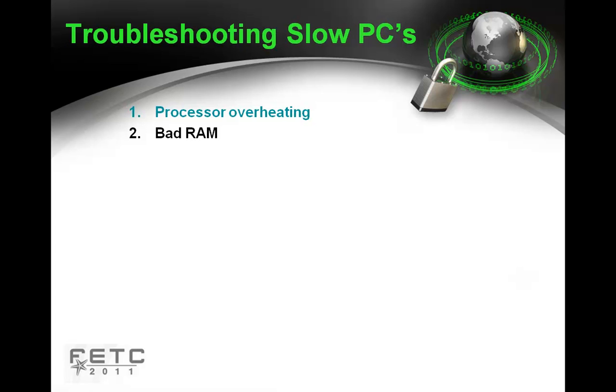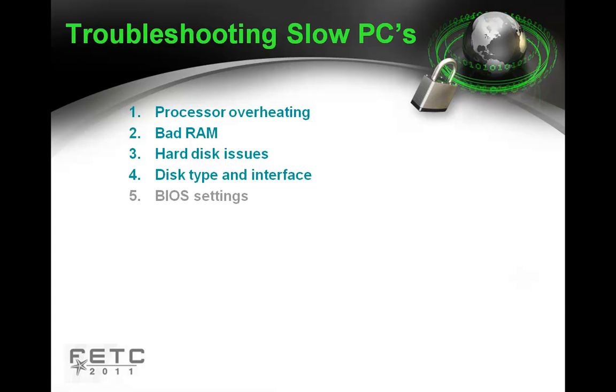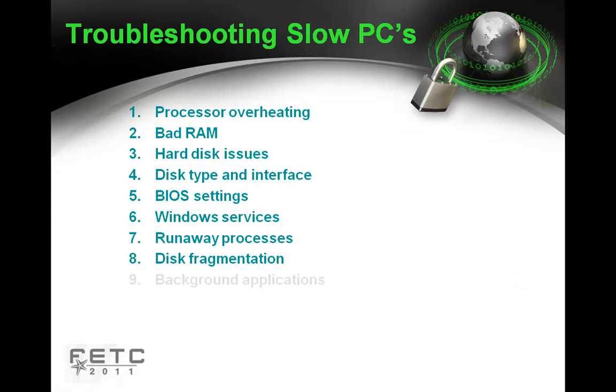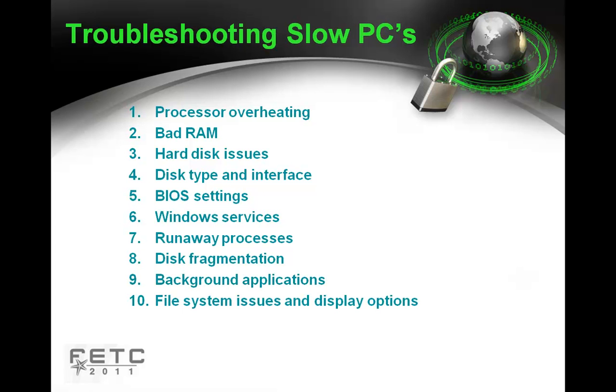And that'll give random blue screens. Bad RAM will also do it. A bad hard drive will give you a blue screen of death just for no apparent reason. These are some things to check if you're having weird funky issues. Again, there's a checklist you can go over. It's on my website. Disk type and interface. The BIOS settings, I do try to upgrade the BIOS annually on all of our machines. Windows services, a runaway process, disk fragmentation. Again, defragmenting is very important. The background applications, file system issues, and display options.